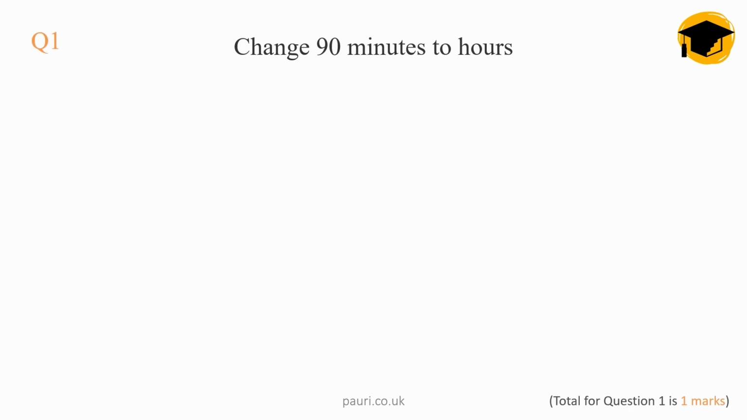Question 1. Change 90 minutes into hours. So 90 we know is 60 minutes plus 30 minutes. 30 minutes is the same as saying half an hour. 60 is the same as saying 1 hour. So you've got 1 hour and a half hour.